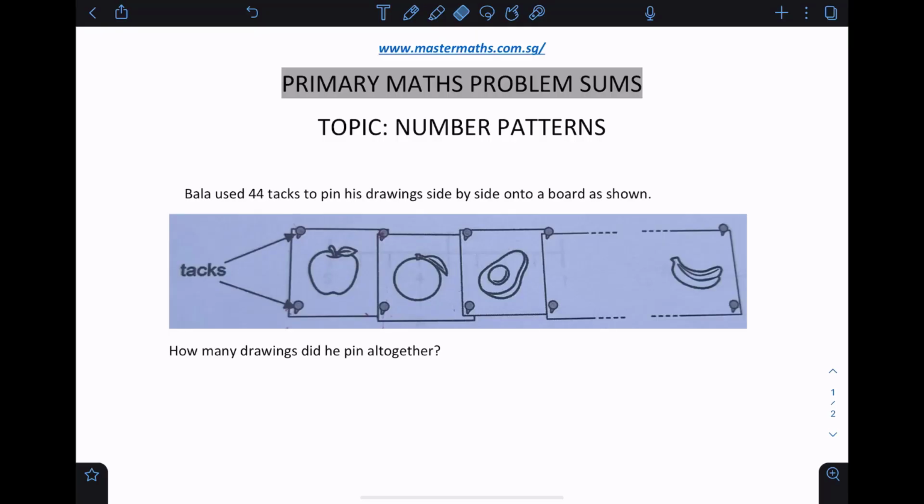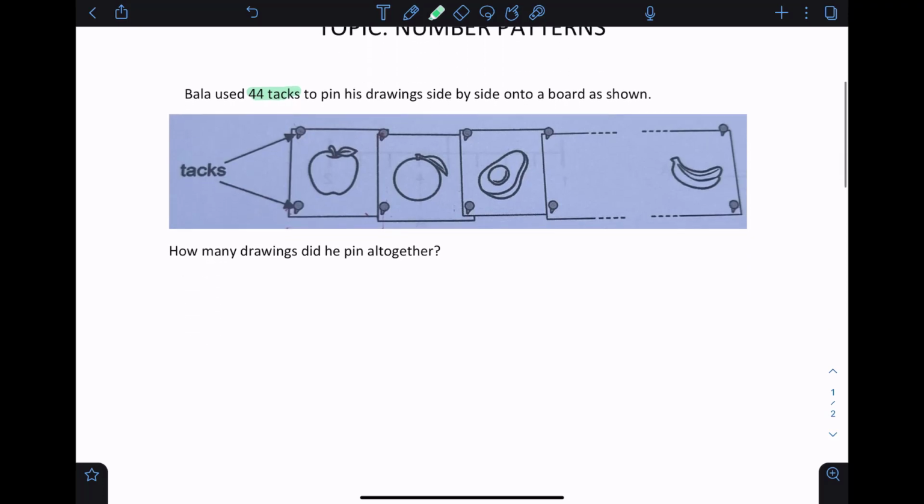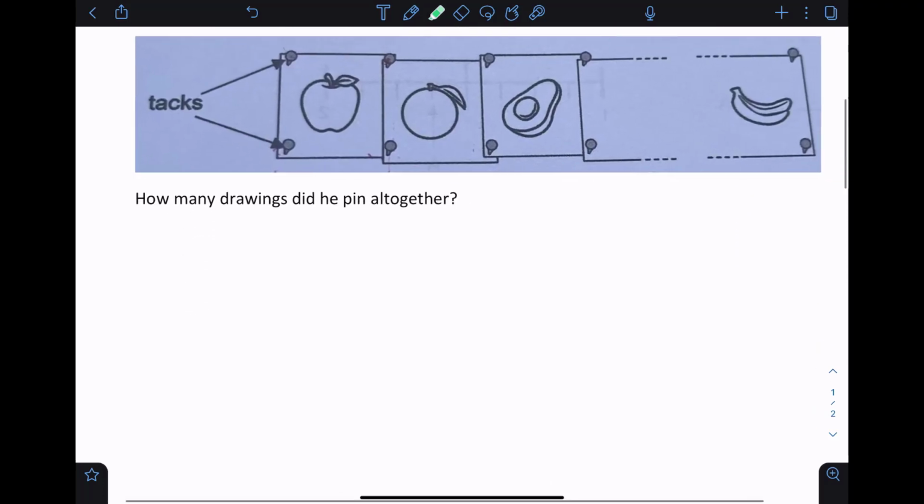Bala used 44 text to pin his drawings side by side onto a board as shown. How many drawings did he pin altogether? Now, this question is very similar to a number patterns question whereby every time you add the text, you are also adding the drawings. So let's see what exactly is happening to the text and the drawings as well.